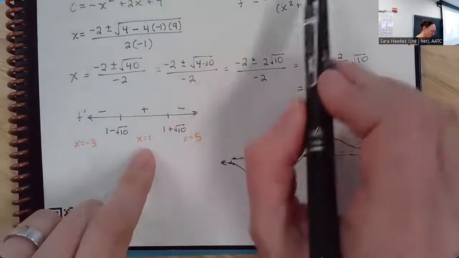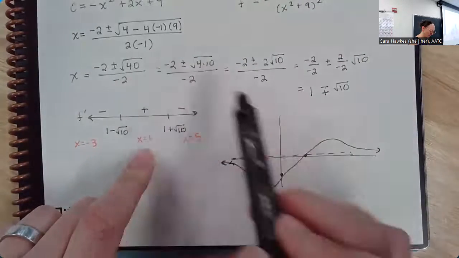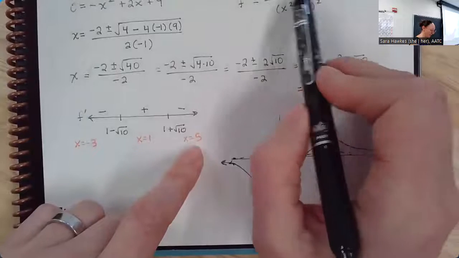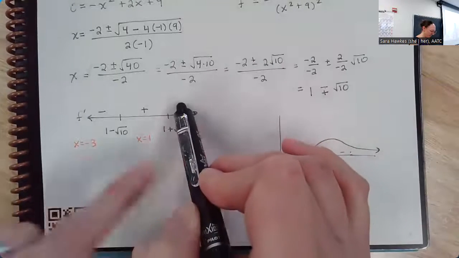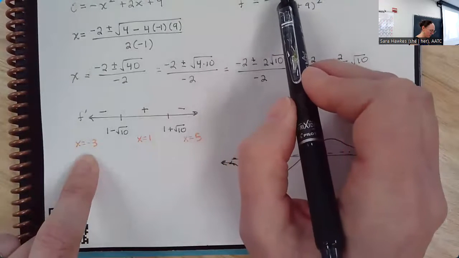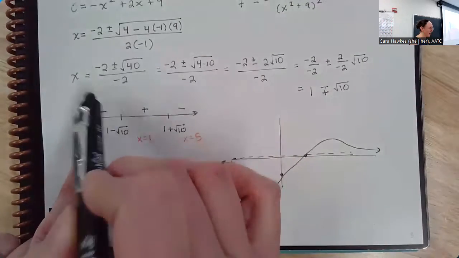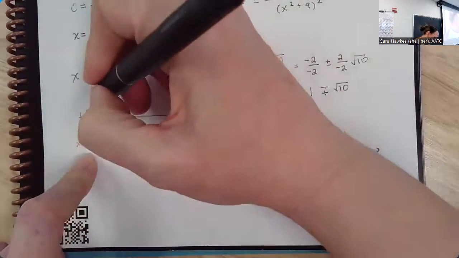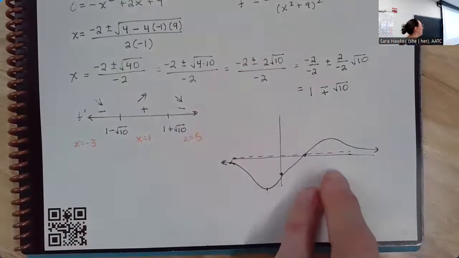So if I were to plug in 1, I'd have 9 minus 1 plus 2, that's positive. If I plugged in 5, I'd have 9 minus 25 plus 10, that's negative. If I plugged in -3, I'd have 9 minus 9 minus 6, which would again be negative. So my graph should be going down, going up, going down, which matches over here.